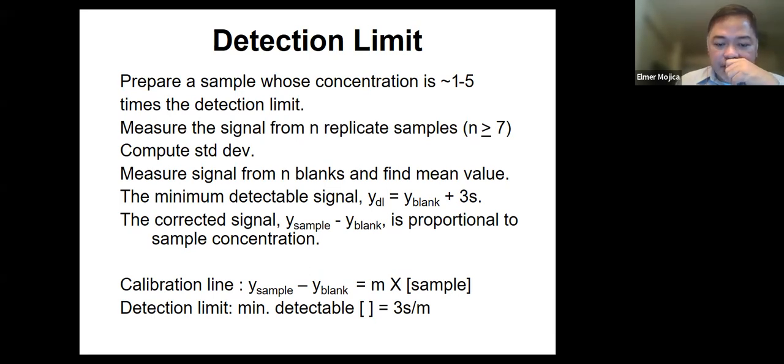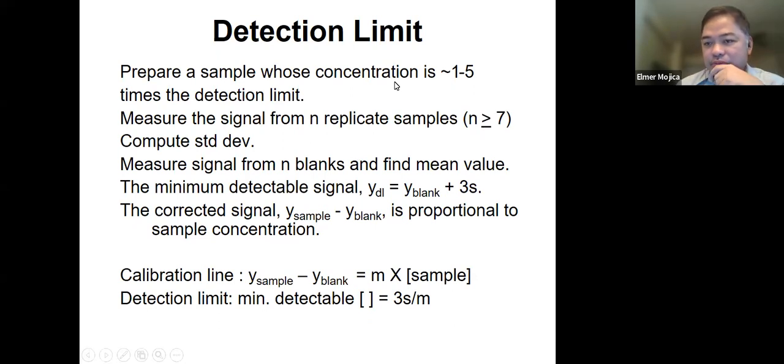So without further ado, we just have 3 problems. So the first problem involves what we call detection limit. Some of us have done it from the previous problem, but if we look here, how do you determine the detection limit of a certain method? The first thing to do is to prepare a sample whose concentration is 1 to 5 times the detection limit. You measure the signal from the different replicates, so as much as possible, more than 7.